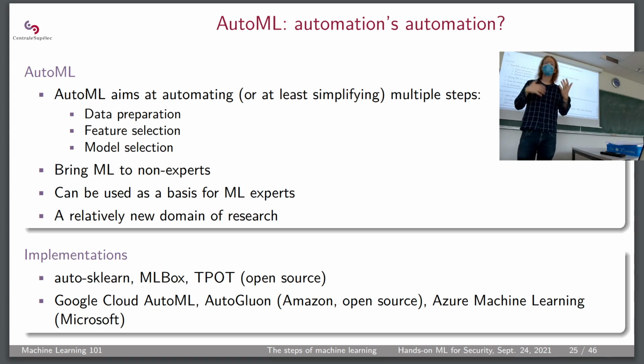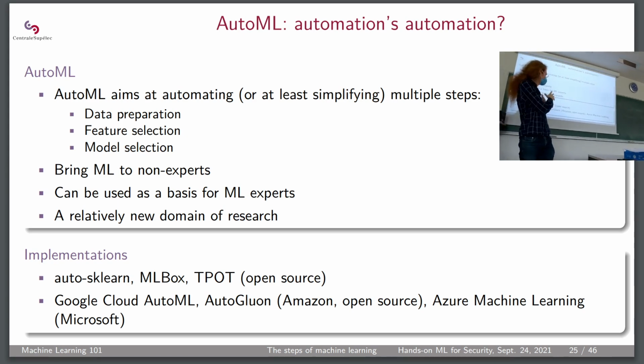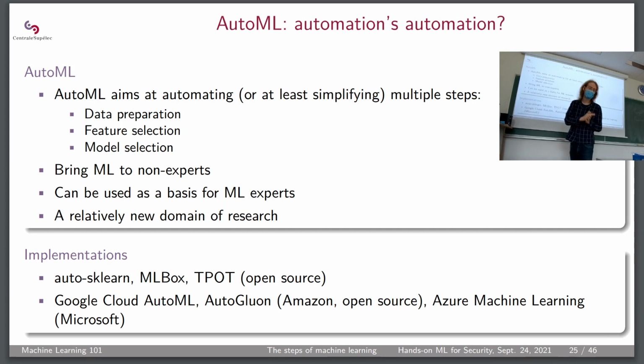It's a relatively new domain of research. There are already some implementations. For example, in the open source world, you have AutoScikit-learn, MLBox, and TPOT. And in the GAFAM, you have Google Cloud AutoML, AutoGluon from Amazon, and Azure Machine Learning.